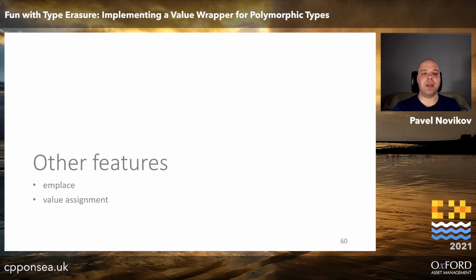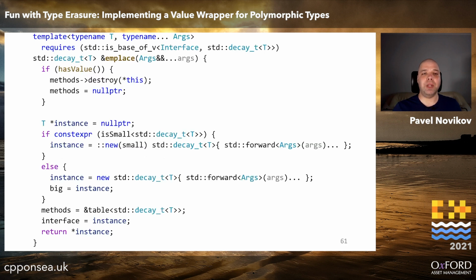We can add other things. In our case, in this example, it is in-place and value assignment, which allow us to in-place a value without explicitly passing an instance of that type. Here it is. And the other one is value assignment, which allows us to pass the value of that instance inside an existing object.